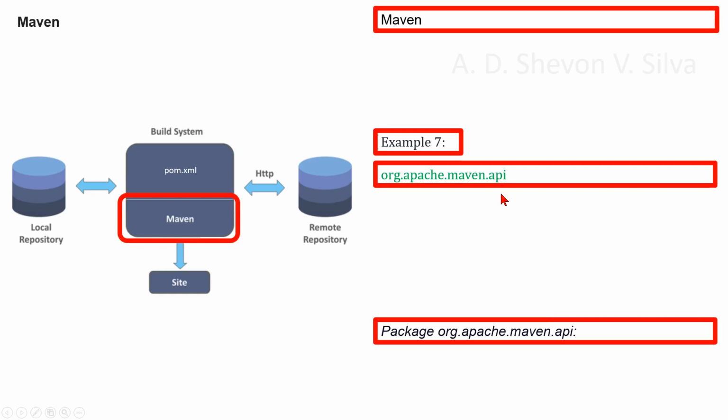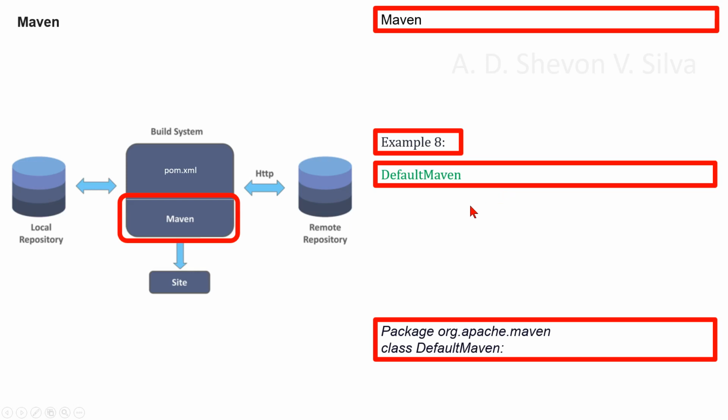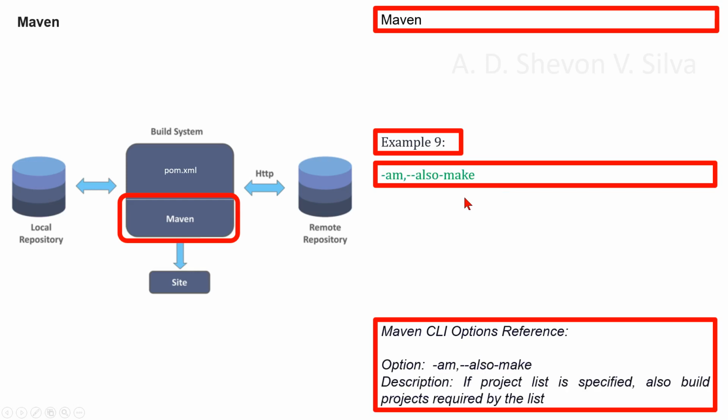Now we are considering package org.apache.maven.api here. Now we are considering the class DefaultMaven in package org.apache.maven. Here you can see we are considering the Maven CLI options reference. You can see the option -am or --also-make. If a project list is specified, also build projects required by the list.